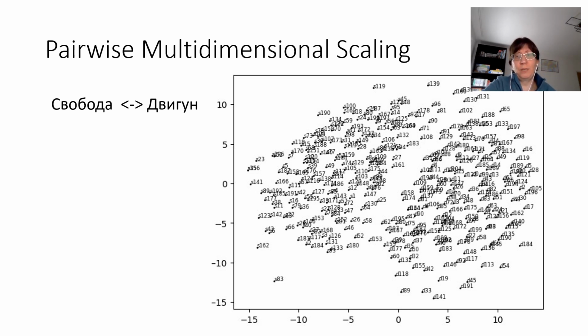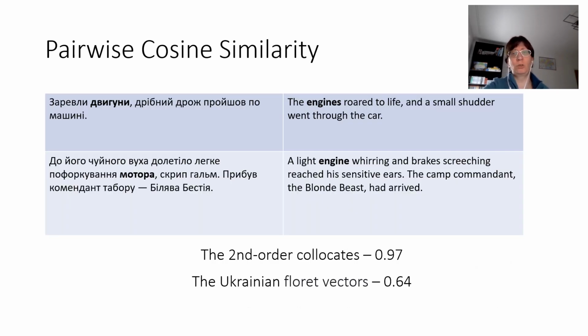So we scaled those vectors down to 2D space, and here we have two words which actually have completely different meanings. This is svoboda, freedom, and dvihun, which is an engine. And here we have a cluster for svoboda and a cluster for engine, and we see that they do not coincide. Their senses are completely different. And then another way to measure our results that we observe in those second order vectors is to calculate pairwise semantic distance or semantic similarity for each word of interest and each word in their particular context or concordance line.